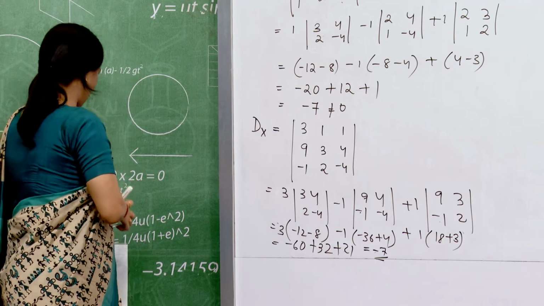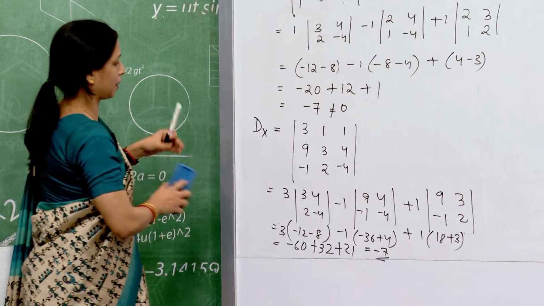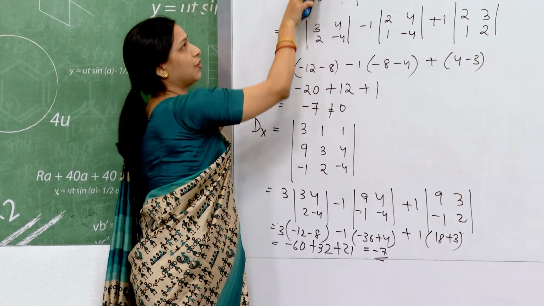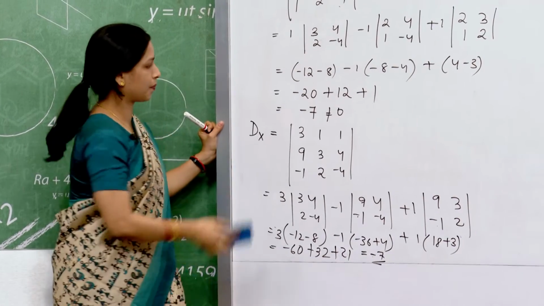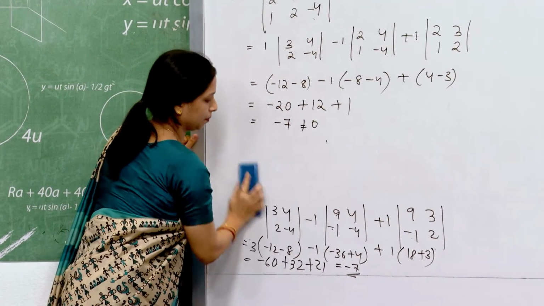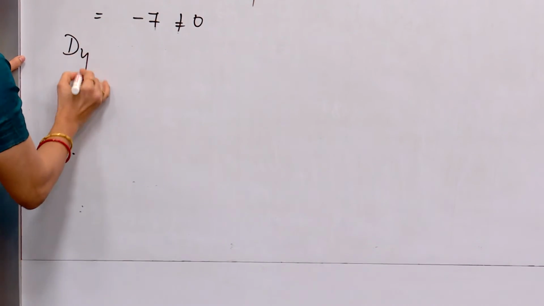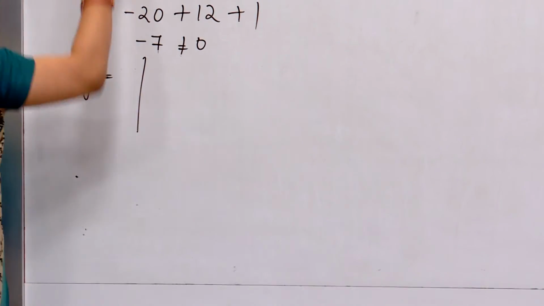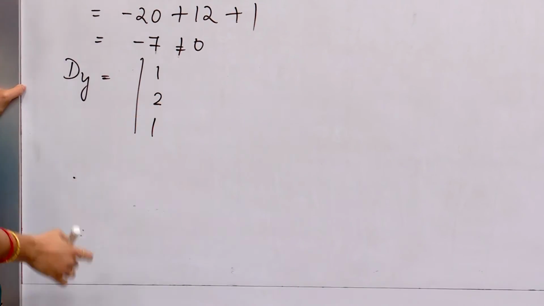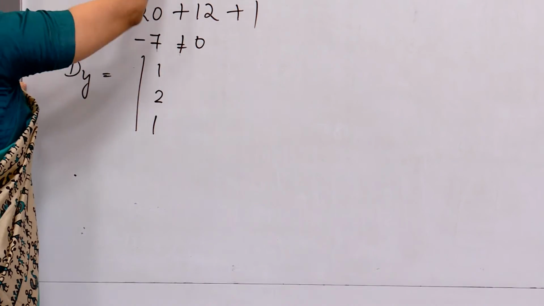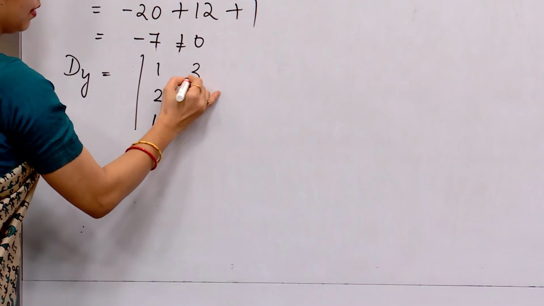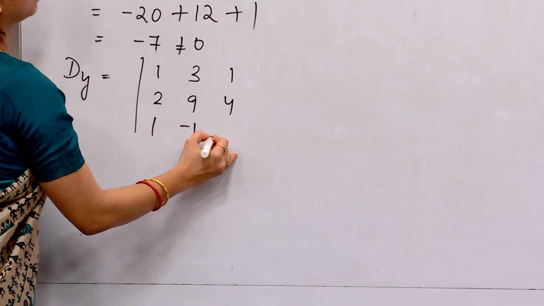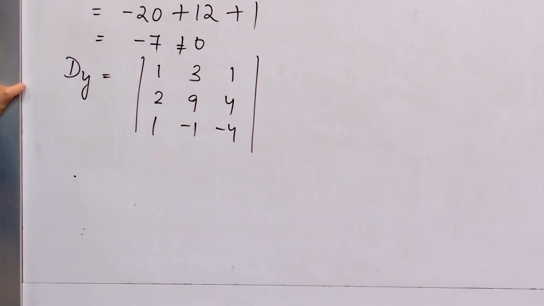Now, let us find out the value of dy. Okay. Now, what do we do in dy? We substitute the value of the coefficient of y with the known values. So, let us do that. So, dy, the coefficient of x and z remaining the same. So, 1, 2, 1, only y coefficient. So, 1, 3, 2 will be substituted with 3, 9 and minus 1, right. And here again 1, 4 and minus 4, right.